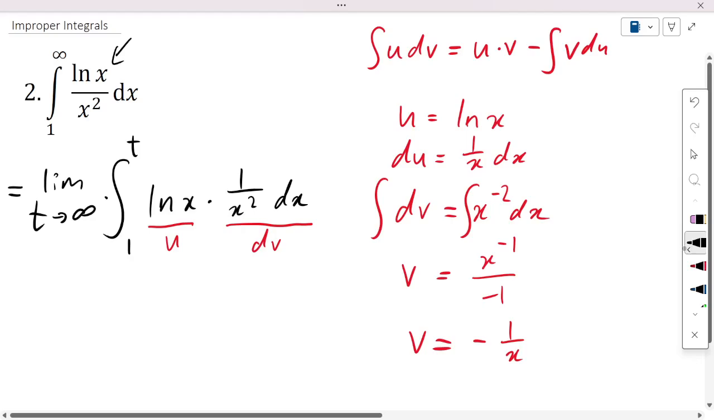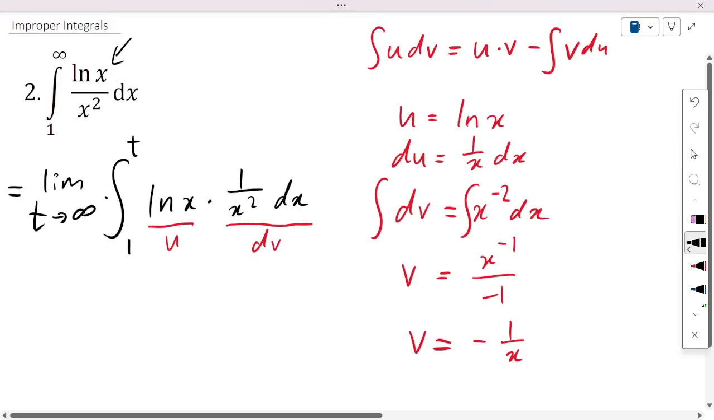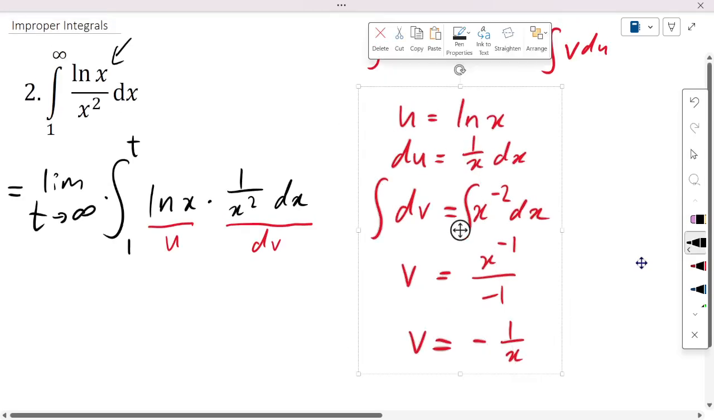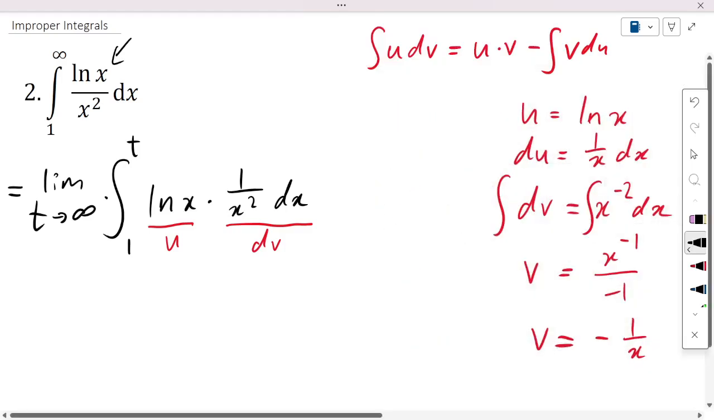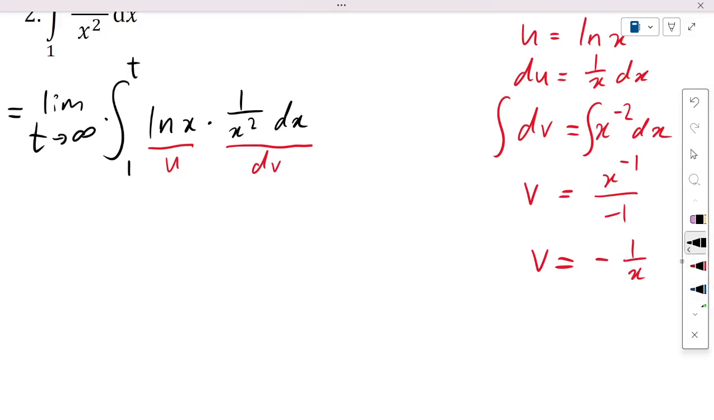So over here, we can now write it like this. Remember, we're only working with this integral, not focusing on the limit right now. I'm just going to move this a little bit to the side so that we can have more space. Now, because we got it into the integration by parts method, we're still going to have the limit as t approaches infinity outside, but remember, this bracket represents this integral.